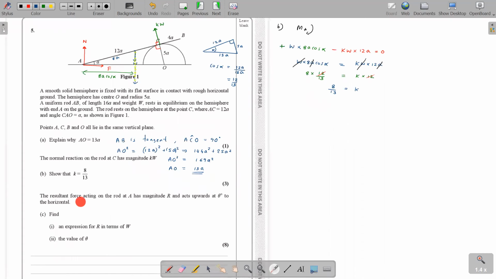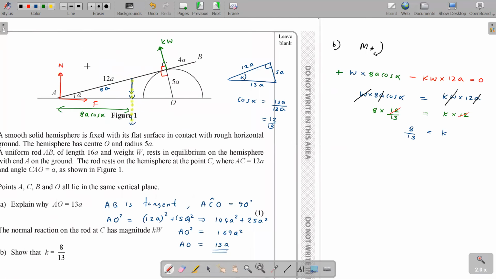The resultant force acting on the rod at A. The resultant force means what? At point A, we have the normal reaction at A and the friction force. So when these two get together, it creates a resultant force. The resultant force that acts on the rod at point A has magnitude R and acts upward at angle theta degree to the horizontal. So mark it at point A. Let's mark the resultant somewhere over here. With two arrows, this is my resultant. And the resultant makes an angle theta degree with the horizontal. Do you see? The resultant makes an angle theta to the horizontal.